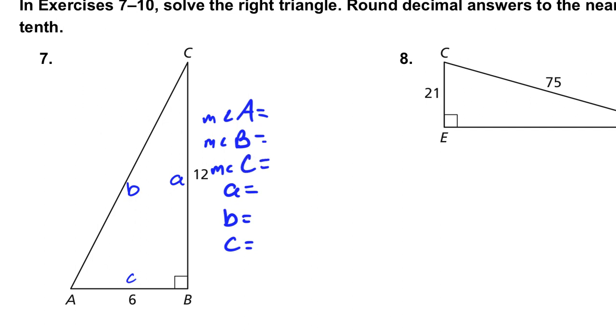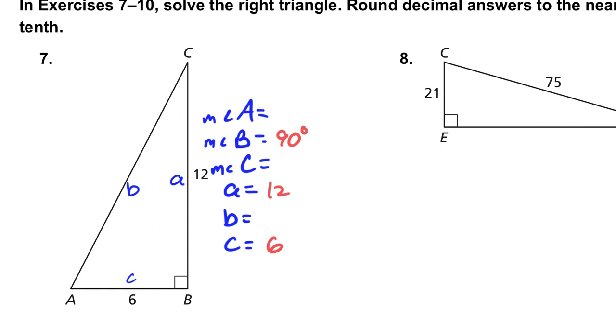Now, easy parts to do first. Little a is now 12, little c is 6, and B is 90 degrees. Those are our givens. If I know two of my three sides, to find b, I'm going to do this here at the bottom, I can do Pythagorean theorem.